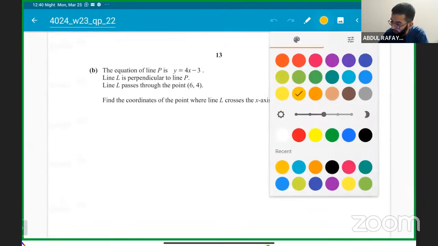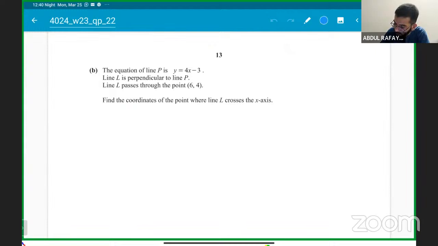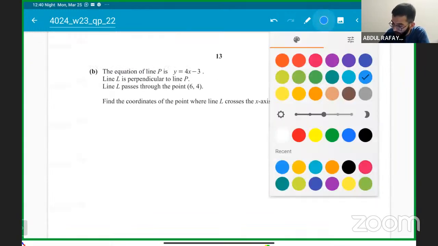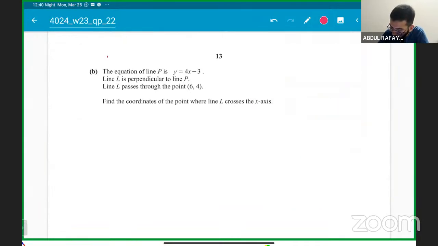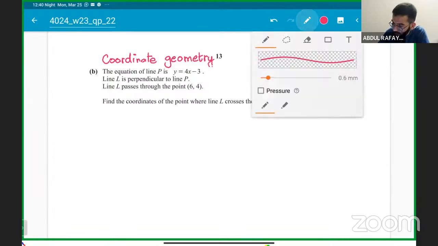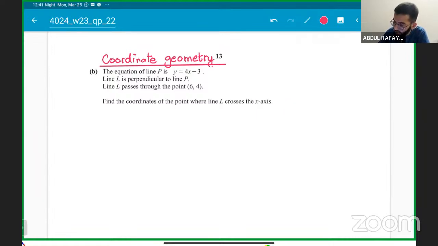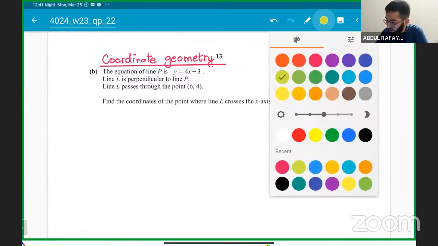Next we are talking about this part B, that is basically, sir, the equation of the line P. So it's still vectors going on, but the second part is basically coordinate geometry. Okay students, so that is basically coordinate geometry being tested here now. So we have coordinate geometry being tested, sir, and coordinate geometry here being tested.